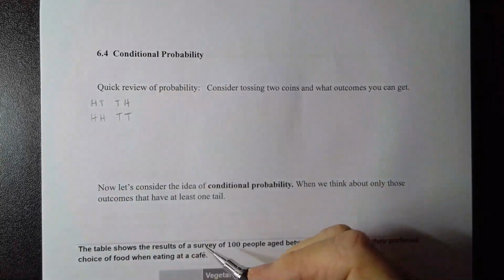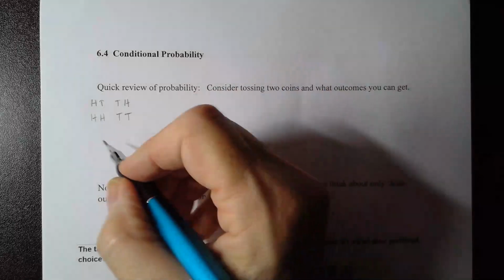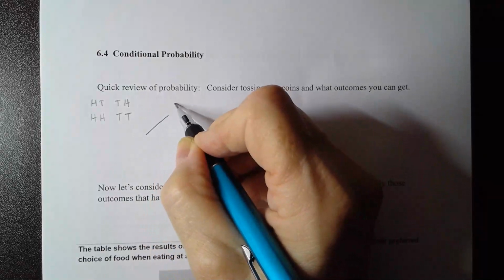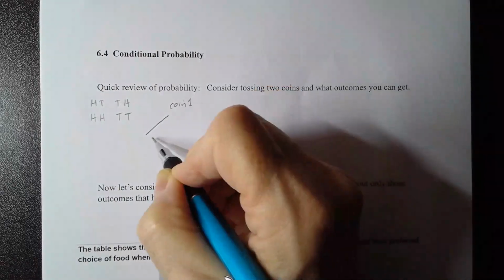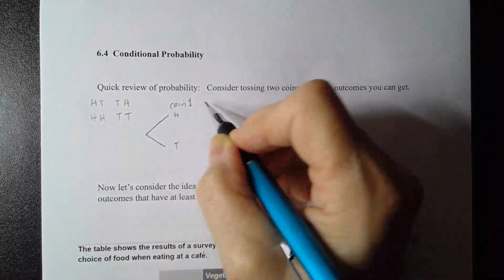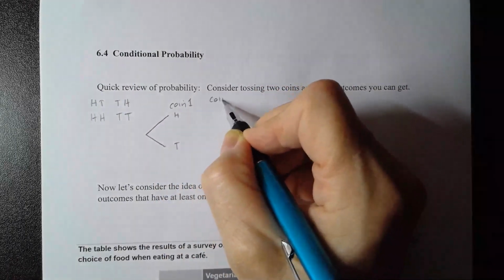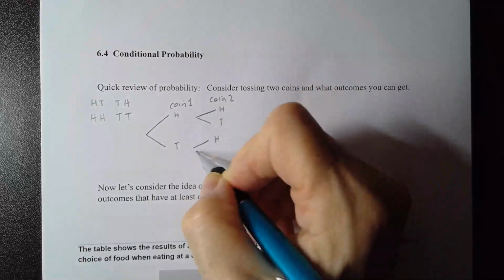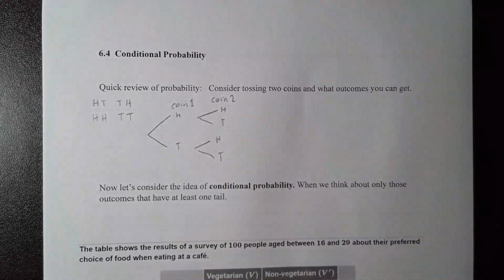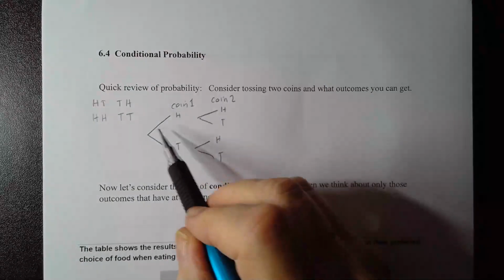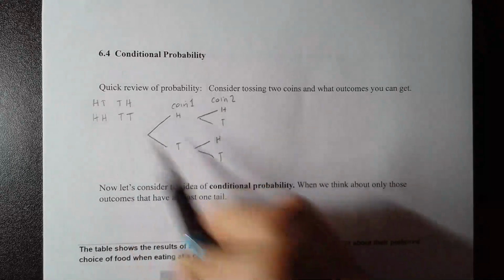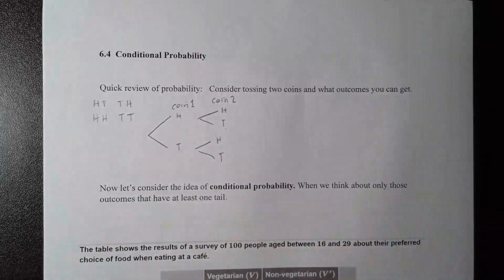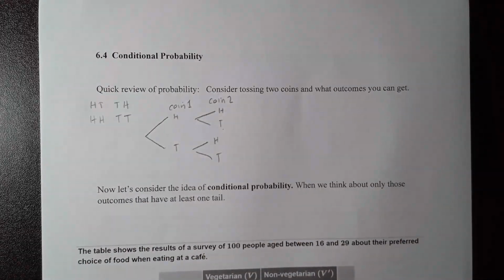I think last year when we talked about events like this, we sometimes used a tree diagram. So we would say, okay, on the first coin, we could get a head or a tail. And then on the second coin, we could get a head or a tail. So we could get our outcomes by going along the branches: head, head, that's one. Head, tail, that's one. Tail, head, that's one. And tail, tail.